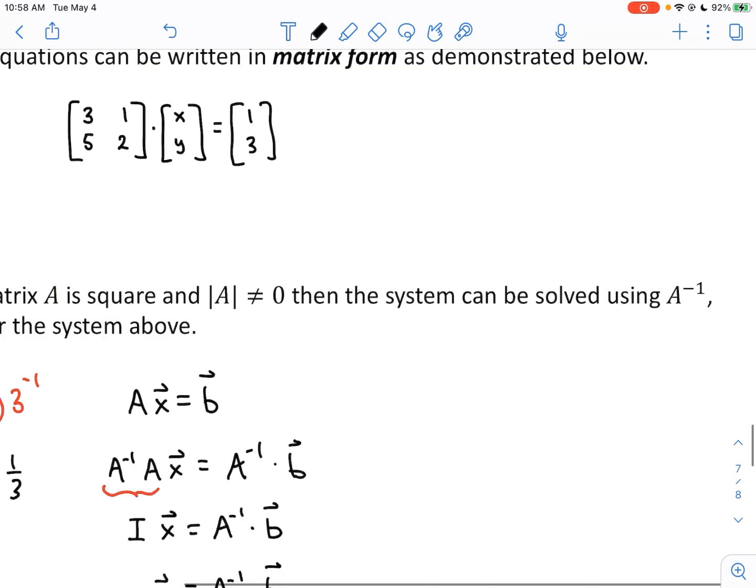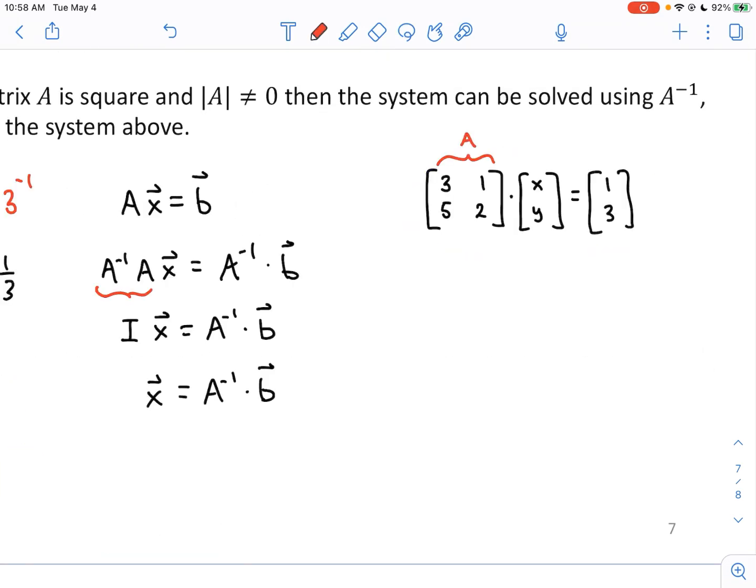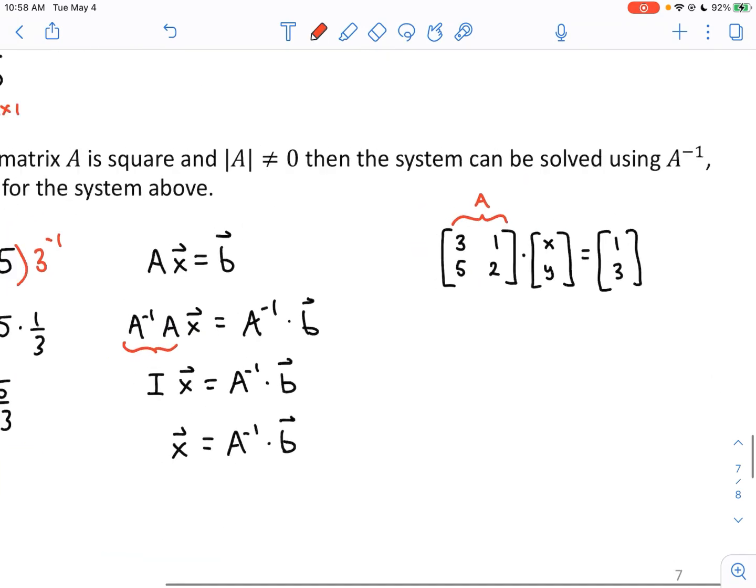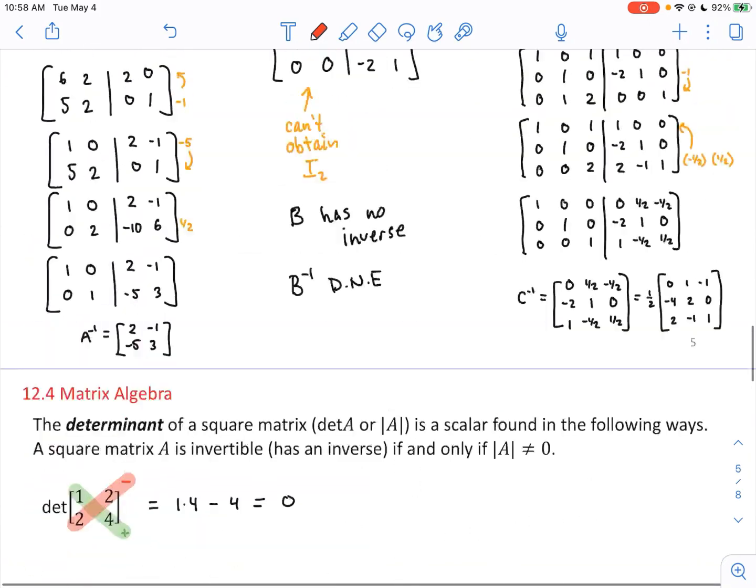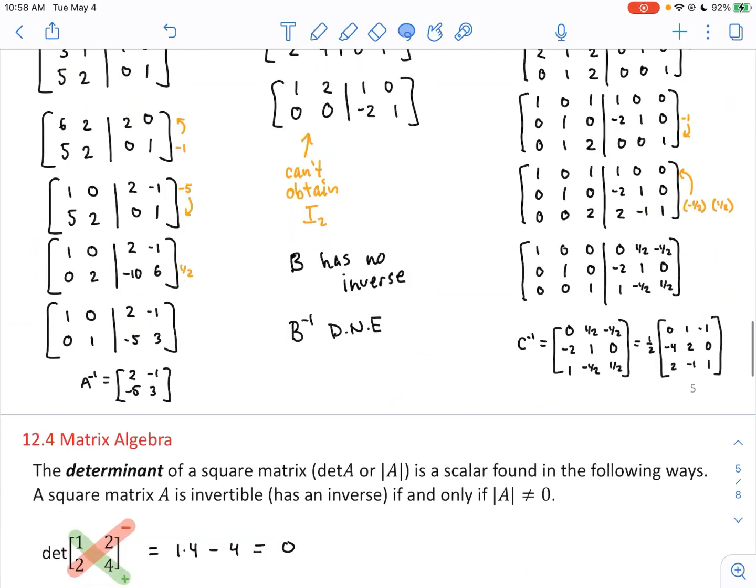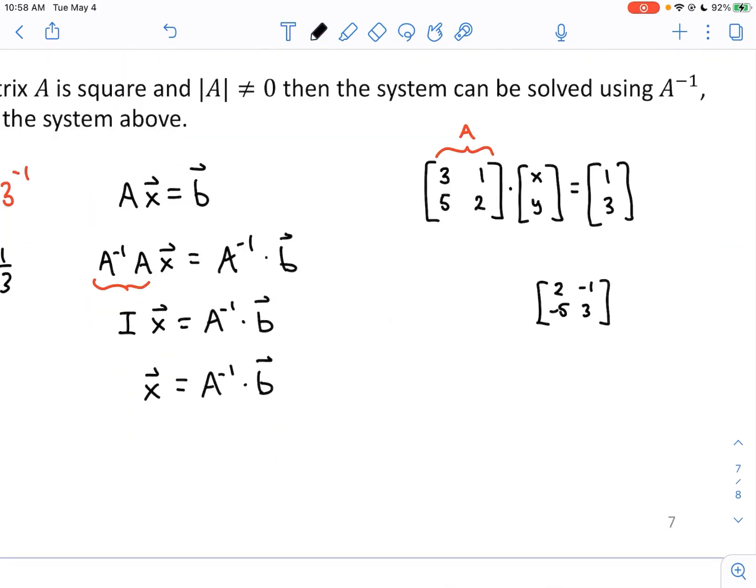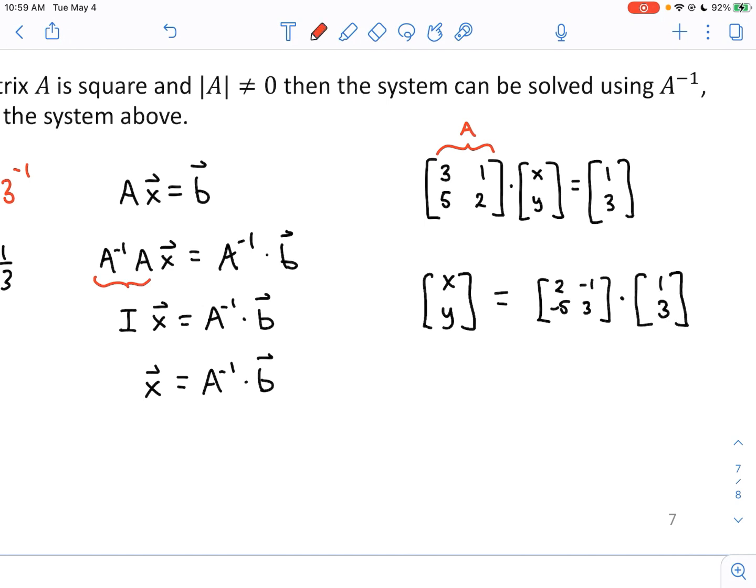So let's look at our system above. This is our matrix A here in the front. And notice that it's a matrix for which we've already found an inverse. It was this matrix here, and its inverse we've already calculated. So I'm just going to copy it and bring it down to our work down here. So we're going to be able to say that xy is equal to the inverse of A times the vector B.